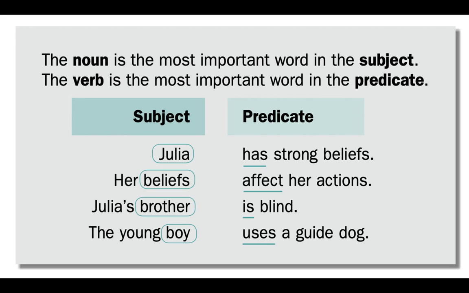Julia's brother is blind. Who is blind? Julia's brother. What is Julia's brother? Blind. The young boy uses a guide dog. Who uses a guide dog? The boy. What does the boy do? Uses a guide dog. You can see how asking yourself those questions can help you indicate the subject or predicate of a sentence. Look for a noun in the subject and a verb in the predicate.